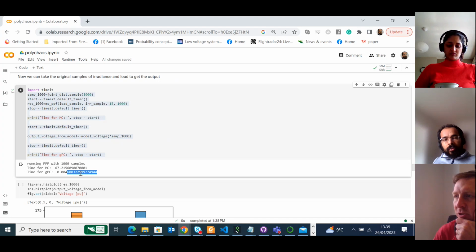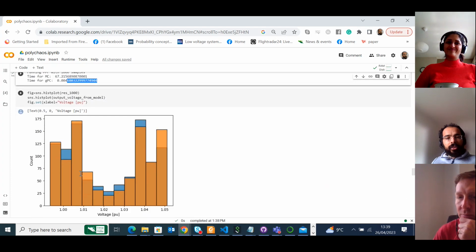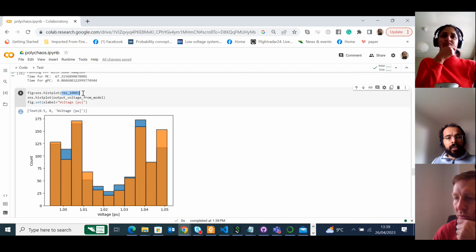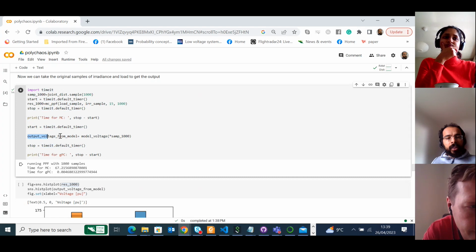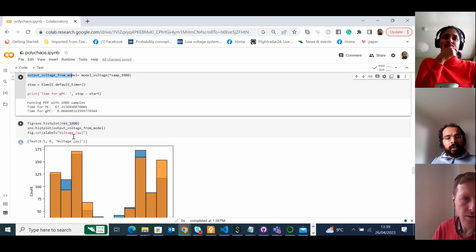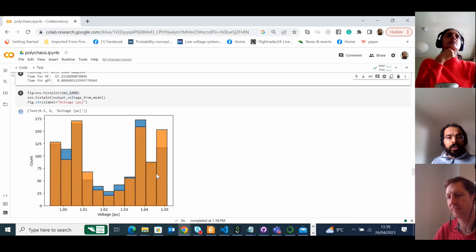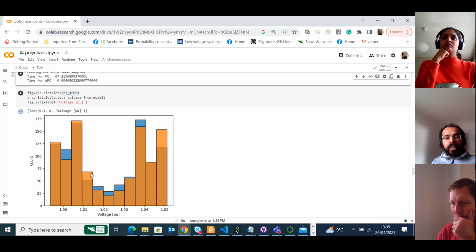Where are we comparing the solutions? And now we are comparing the solution. So this is the plot, where this result with 1000 samples is from the Monte Carlo, and the output voltage from the model is from, let's say, polynomial chaos. If you see the uncertainty, it almost matches. It's very similar.